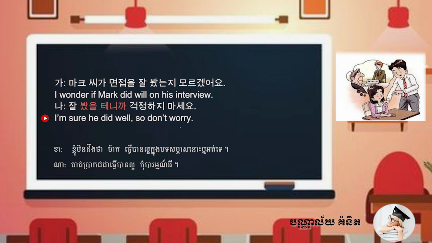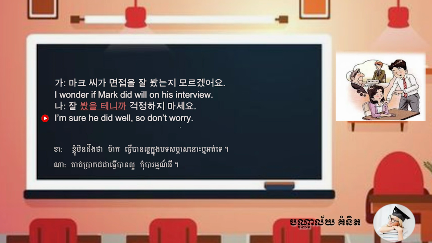Now we look at the following sentence. 걱정하지 마세요 means advice, right? The speaker advised the listener not to worry. And the first sentence, 잘 봤어요, is the reason for the following sentence. It means don't worry, he will pass the interview, right? So the first sentence is the reason for the following sentence, so we can use 을 테니까.